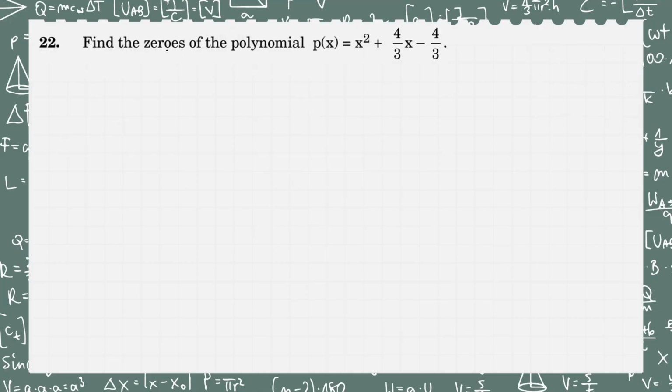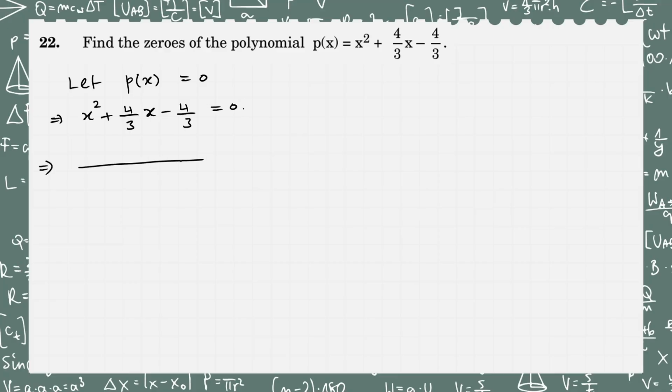Sum number 22. Find the zeros of the polynomial p of x equal to x square plus 4 by 3x minus 4 by 3. So, hope you know how to find the zeros of a polynomial. First of all, we have to set the polynomial given equal to 0, and then we have to use factorization techniques if possible to find out the values of x. Those are the zeros, right? So, let us do that. Let p of x equal to 0. That implies x square plus 4 by 3x minus 4 by 3 equal to 0.